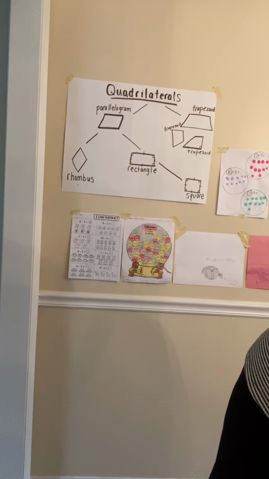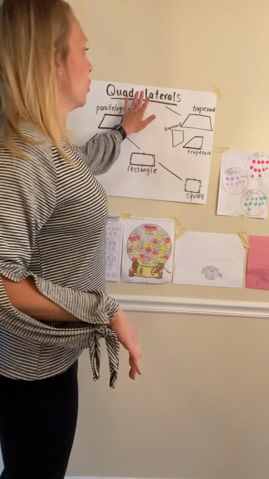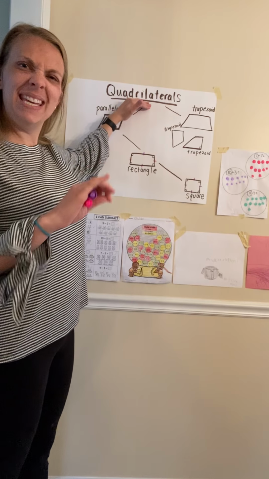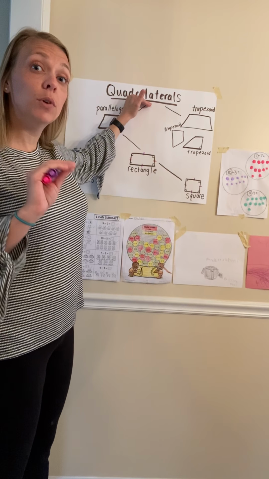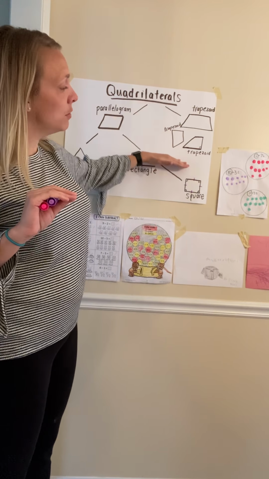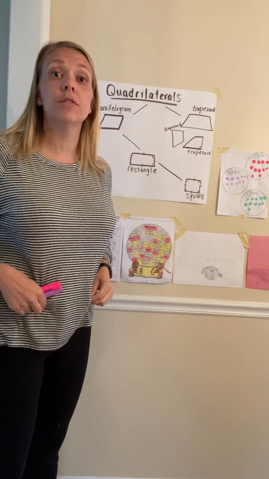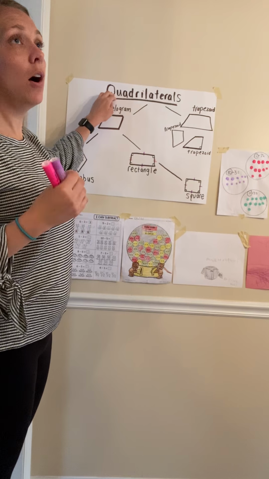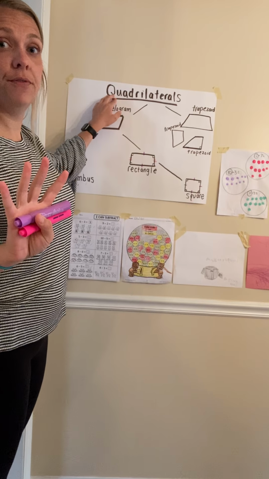Now what you'll see on the poster behind me is what we call the quadrilateral hierarchy, which just means up here at the top is kind of the easiest thing to be. It has the least requirements. And then as we go down, it gets harder and harder to meet those requirements, okay? So in order to be a quadrilateral, all you have to have is four sides and be a closed figure.